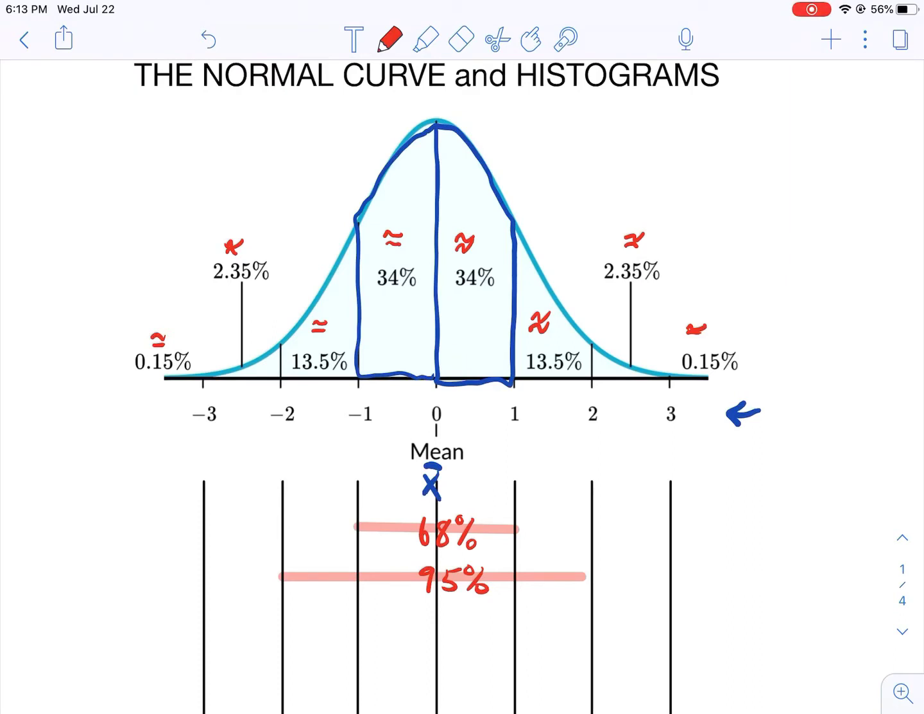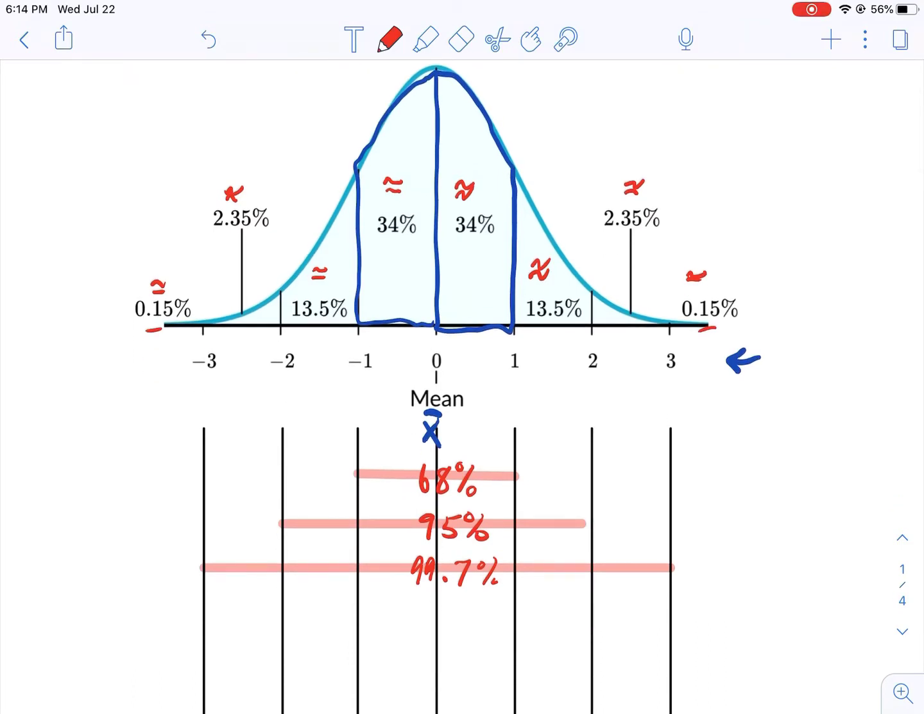Okay, and then within 3 standard deviations of the mean, right? If I go all the way out to there, and I add all these up, I got everything except for this little guy and this little guy here, which are 0.3 if I add them together. So that means that this is going to be 99.7%. Almost all of my data was in 3 standard deviations of the mean. Okay, and that's what a normal curve looks like, and some properties of a normal curve.